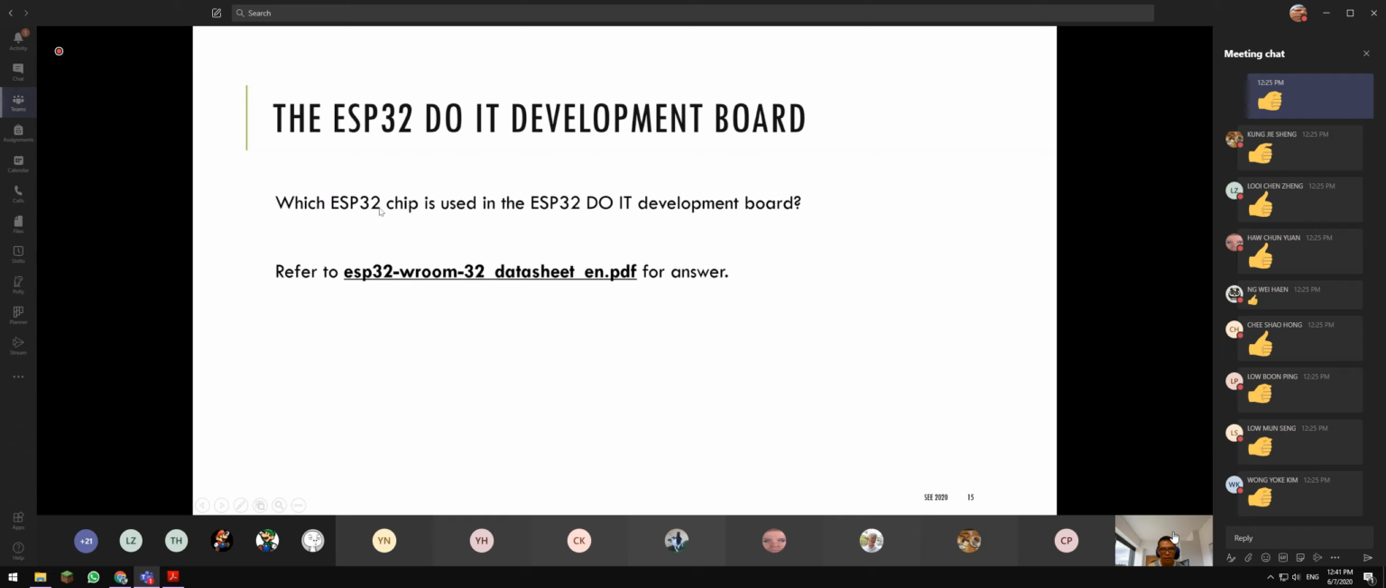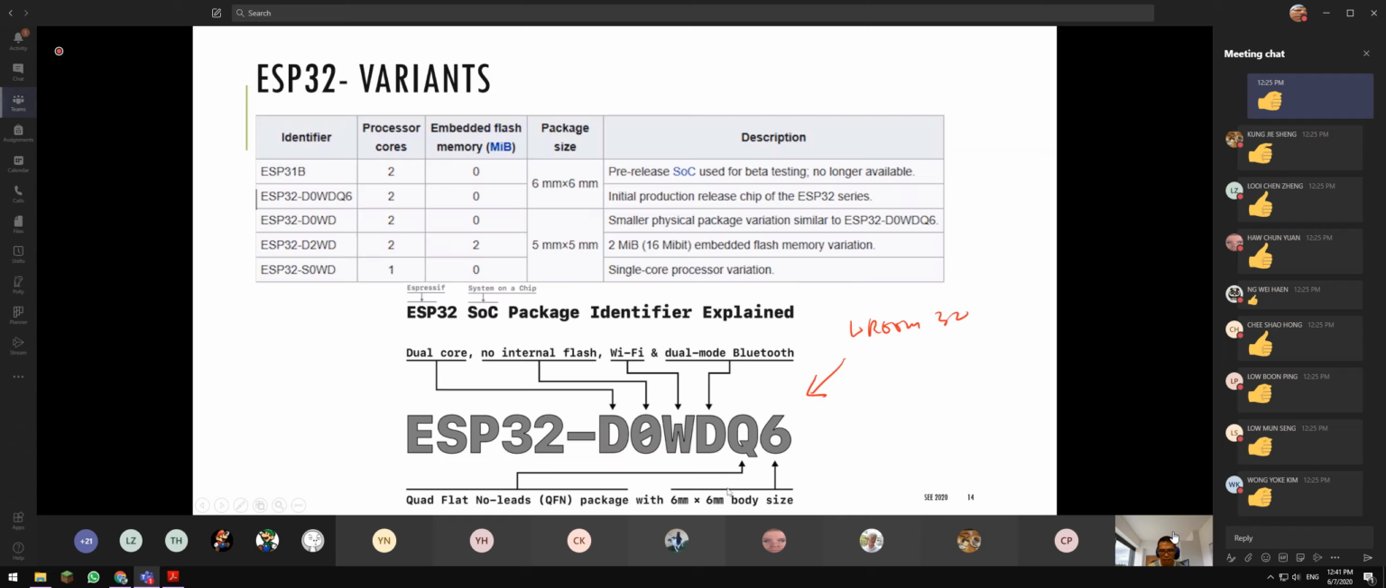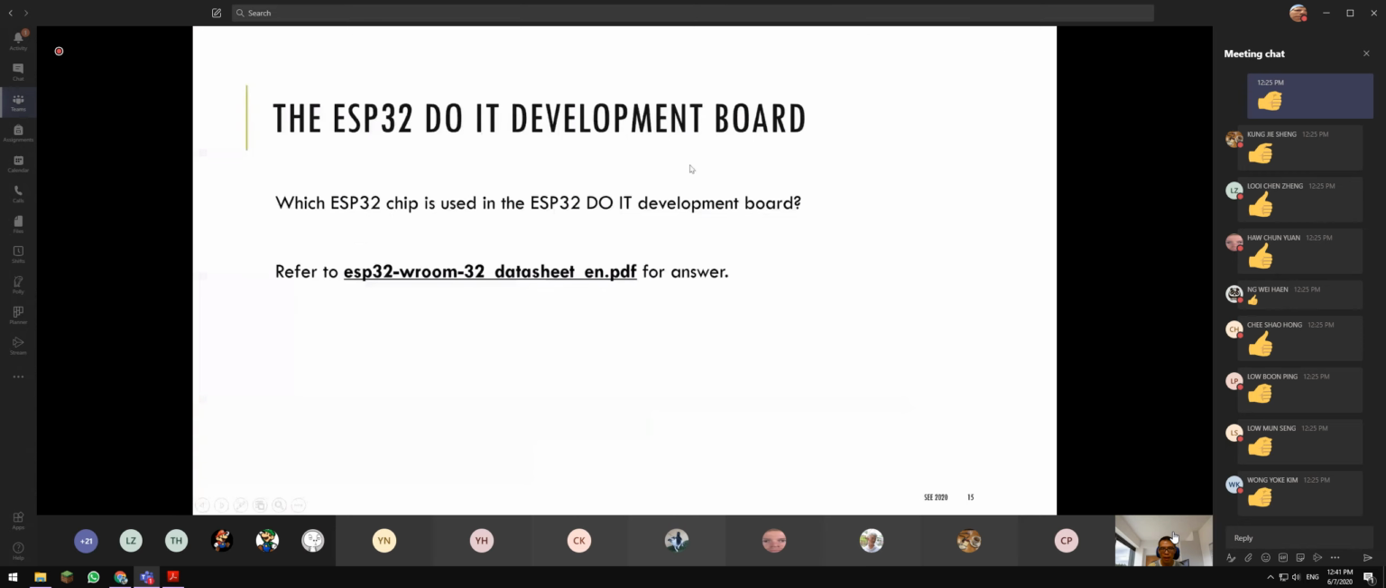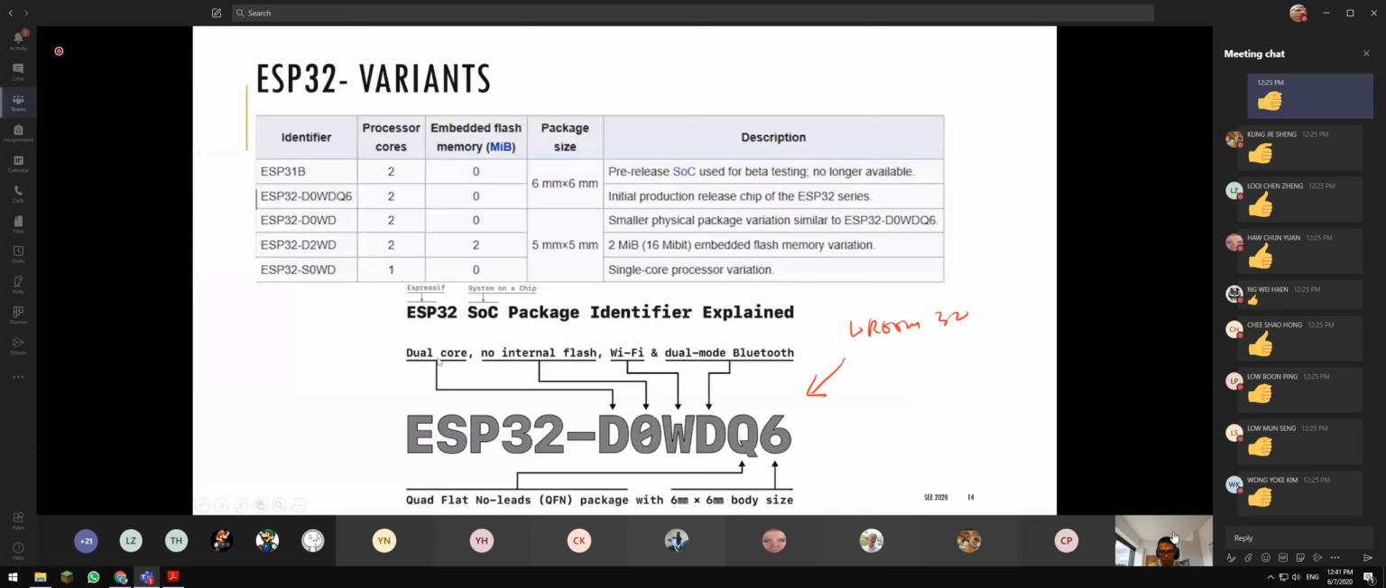Of course, the ESP32 is using this microcontroller. Let's move on. So let's open up the ESP32, and remember this ESP32 is not the development board. We open up the chip.